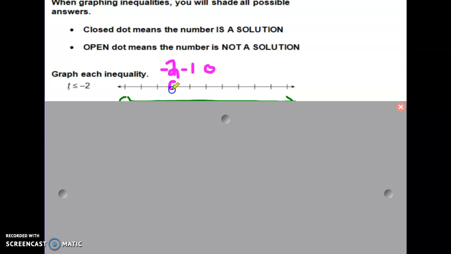Our number could be equal to -2, so I'm going to do a dot at -2. I'm going to fill it in. And it says a number is less than -2. So I want to think in my head, this is where -3 would be. -3 is less than -2, so it should look like that right there.